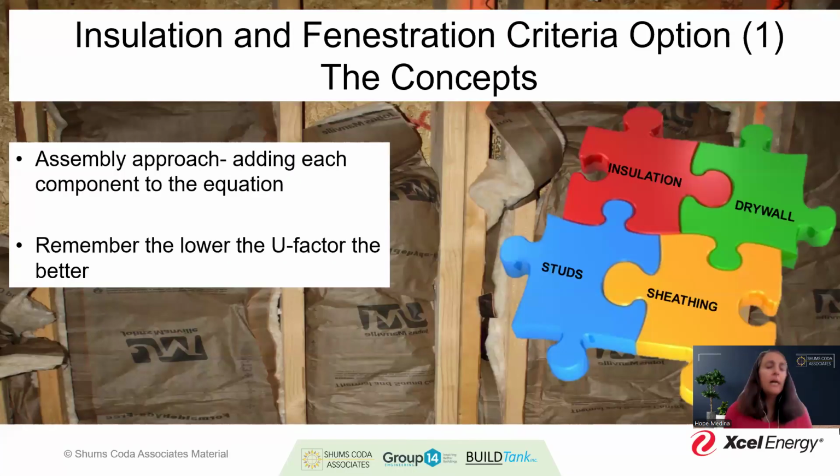Now, what I want to talk about is how exactly this particular option works. Now, this is, again, that assembly approach. So you're taking components of that assembly, whether we're going to pretend we're talking about a wall here. And so you're going to take that wall and you're going to add all the various components together: insulation, studs, sheathing, drywall, all of that. And you're going to end up with a U factor at the end of all the equations. And remember, when we talk about U factor, if we want it to be better, it has to be lower. So the lower the number for the U factor means that it's a better energy efficient assembly.